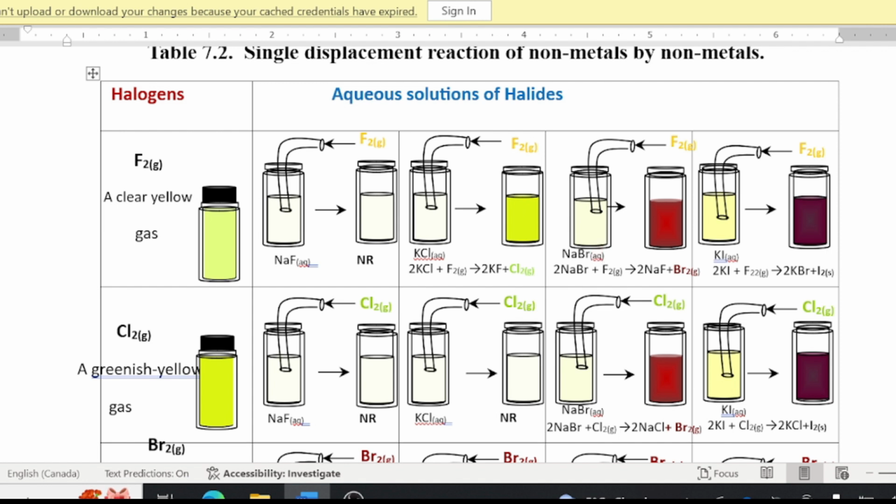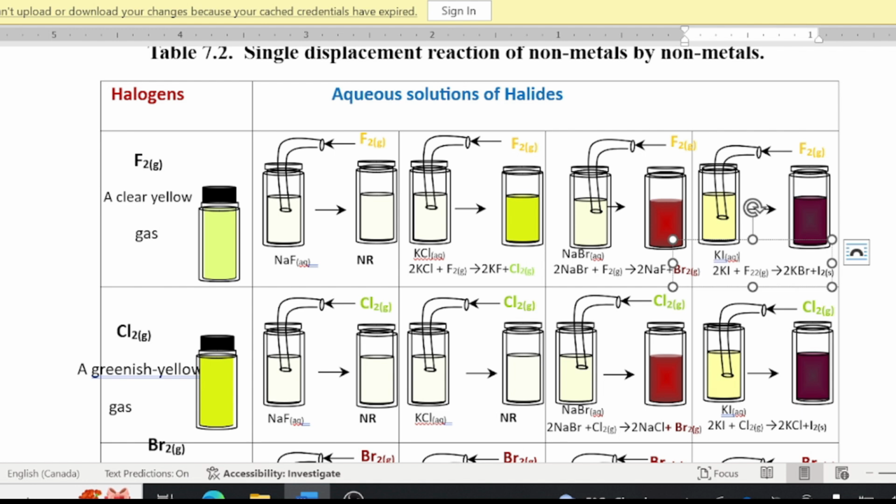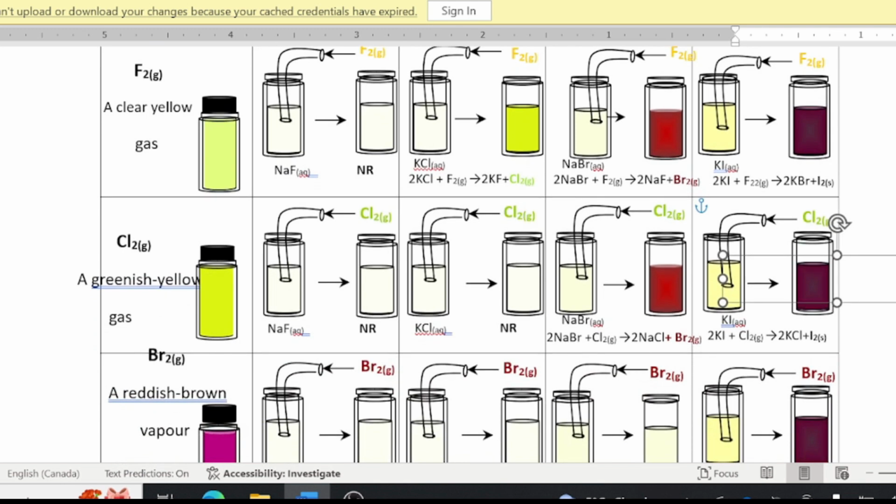Look now, this is sodium bromide. You get a color here because the fluorine being more reactive than bromine produces bromine vapor, and the bromine vapor here creates that color there. Same thing is happening with iodine here. Fluorine displaces iodine, and you get iodine being formed there, and it has a darker color in this case. So in this case, you can make a judgment right now that fluorine is more reactive than chlorine, more reactive than bromine, and more reactive than iodine, because it was able to displace each of those in the solutions.